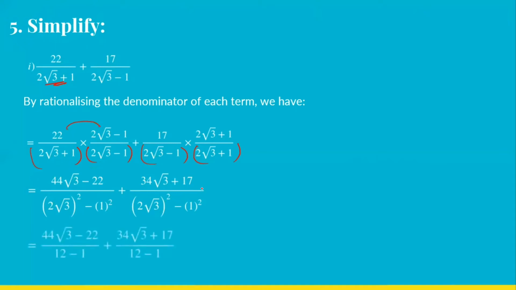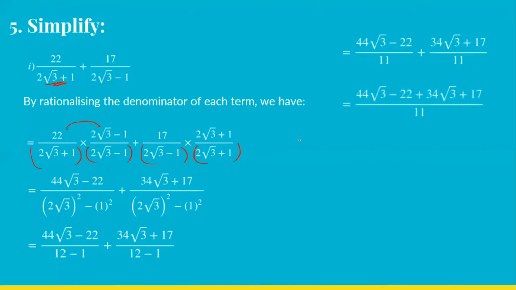Now we have the denominator the same, 12 minus 1, which is 11 and 11. Then we can keep the denominator once and add. We know how to add like fractions. So 44 root 3 plus 34 root 3 is going to be 78 root 3, and minus 22 plus 17 is minus 5. And this is our final answer. Let's move on to the next.